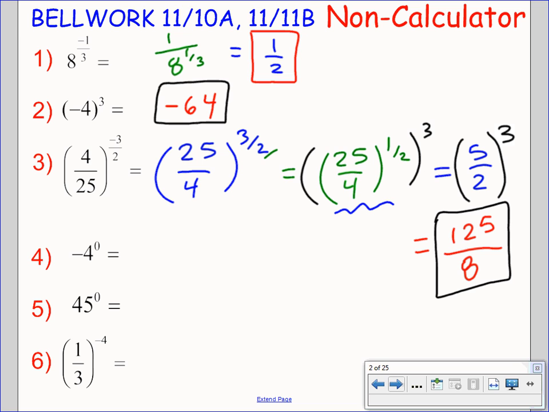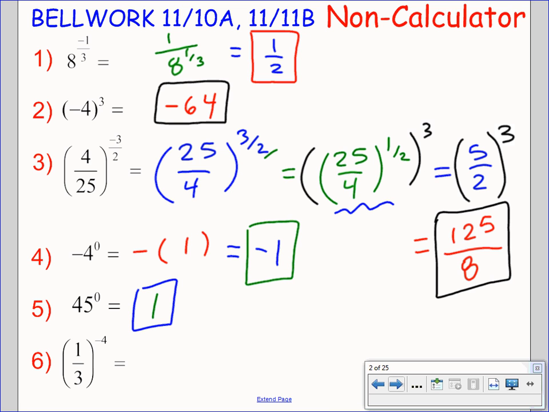And so when we're doing this, we're really thinking like this, right? That 4 to the 0 is 1, and so this is really like negative 1. And that's different than number 5. Number 5 is 45 to the 0, and so that is 1. So we see the difference between number 4 and number 5?